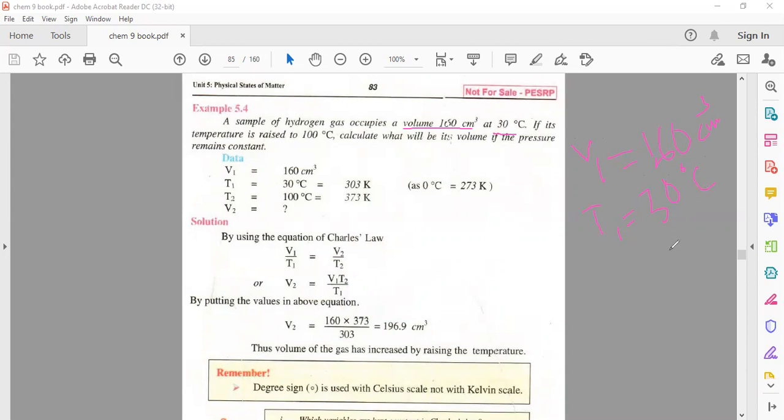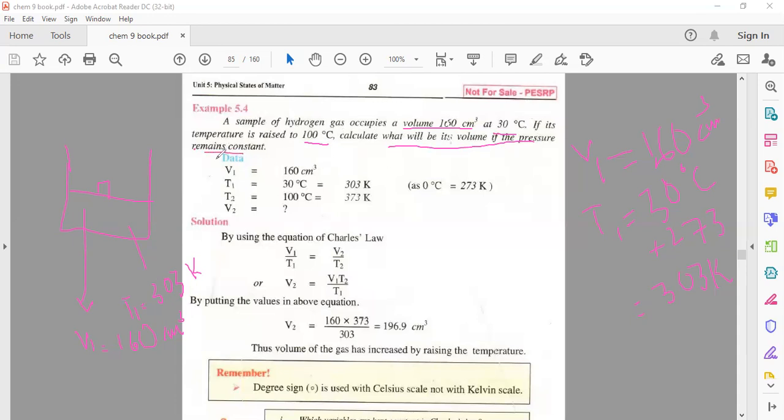You have to change this temperature into Kelvin by adding 273. So it will be equal to 303 Kelvin. If its temperature is raised, initially in a container, T1 is 303 Kelvin and volume V1 is 160 centimeter cube. Now temperature is increased. New temperature is 100 degrees Celsius. Calculate what will be its volume if the pressure remains constant.